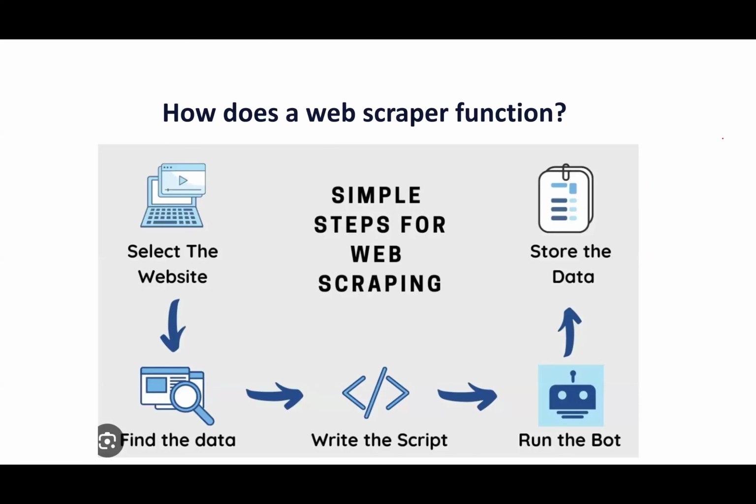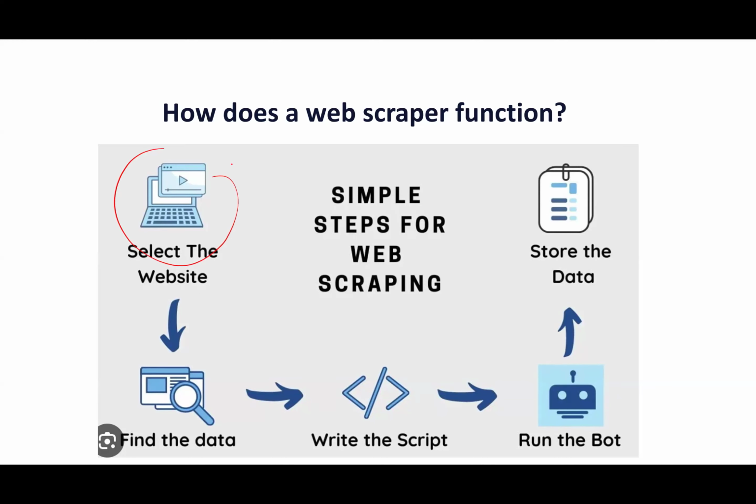Now, there are different steps involved in web scraping, which I will explain in a very simple manner. First of all, we select the website from which we need to do the web scraping. For example, take Amazon. I'm a competitor of Amazon, and I want to do web scraping for Amazon. So I'll select the Amazon website.